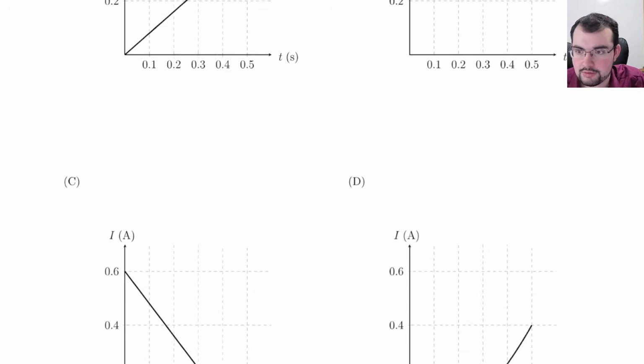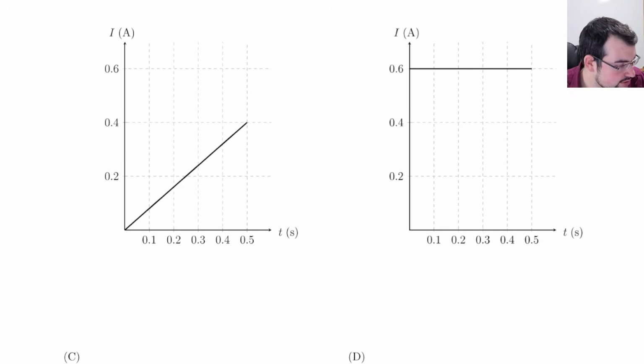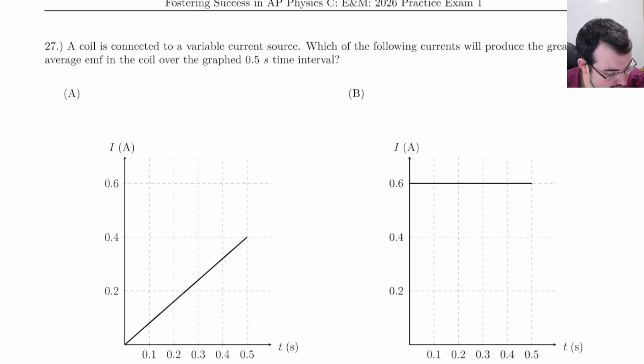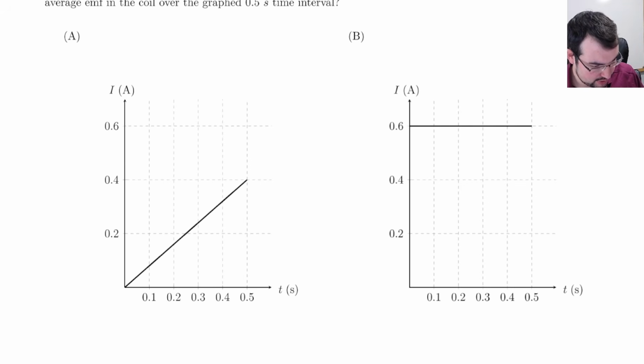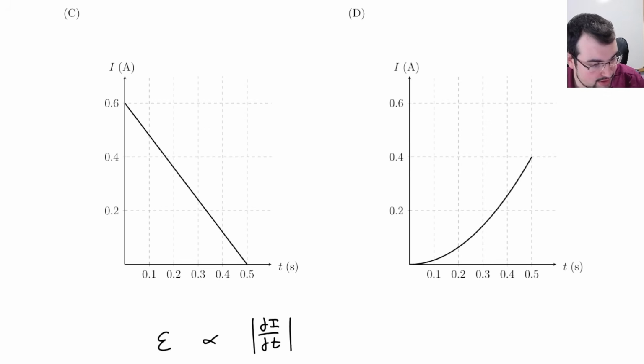So it looks like in all of these graphs, the current changes over the same interval. It's something over a 0.5 second interval. So we can just sort of rank the current change in each of these. So my first current goes up by 0.4 amps in that interval. My second current goes up by nothing. My third current goes down by 0.6. And my fourth current goes up by 0.4.